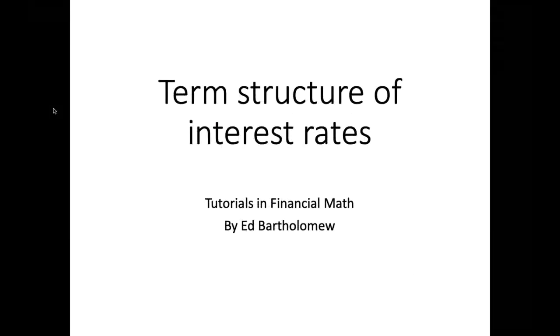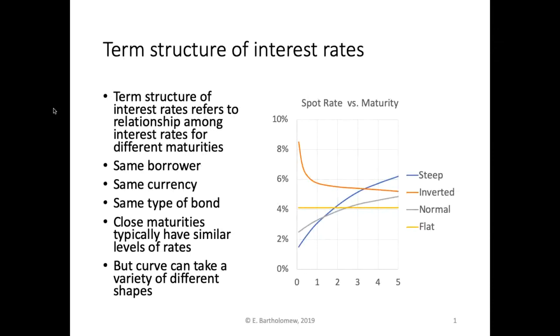Hello, and welcome to this tutorial on the term structure of interest rates. The term structure of interest rates refers to the relationship among interest rates for different maturities, holding all else equal. So that means we would have the same borrower, the same currency, the same type of bond, all reflected here on the term structure. Close maturities typically will have similar levels of rates, but the shape of the curve and the slope can vary quite a bit.